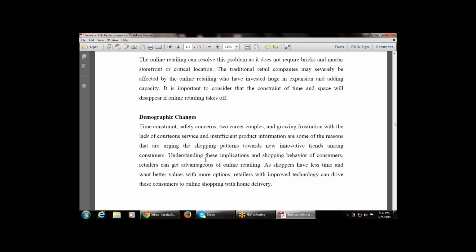So these are the various factors: time constraint, safety concern, two-career couples, and growing frustration with the lack of courteous service and insufficient product information are reasons that shift the shopping patterns towards new innovative trends among customers. Understanding these implications and the shopping behavior of customers, retailers can get the advantages of online retailing. As shoppers have less time and want better value with more options, because every shopper needs to make a transaction in less time with more value, retailers with improved technology can drive these customers to online shopping with home delivery.